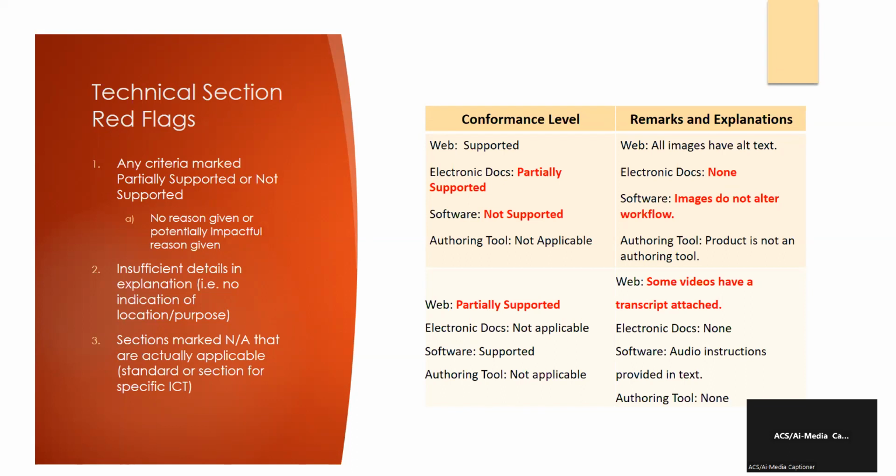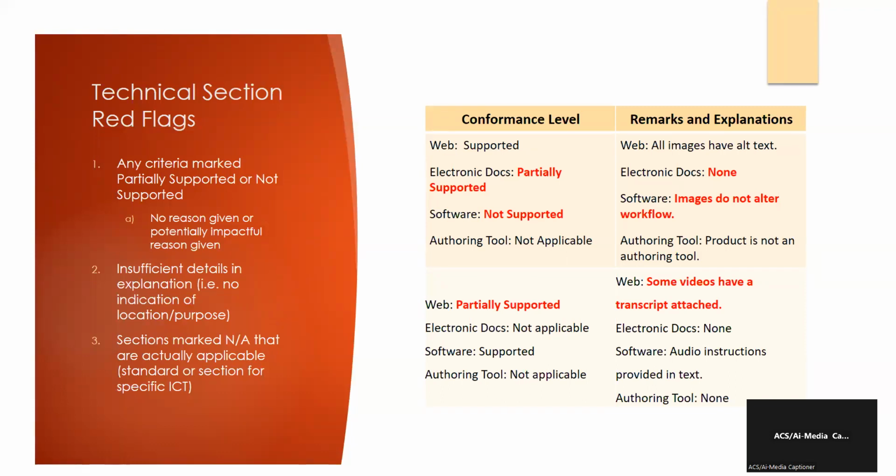Second thing is, again, insufficient details and explanation. So no indication of location and purpose. We need to know, like, where is this happening? Is it something that's going to be used a lot? Is it something that's going to be used in specific cases? Or is it an area that a user really shouldn't be able to get to, or is only going to get to if they're poking through every single corner of the product? So we need to make that priority call.